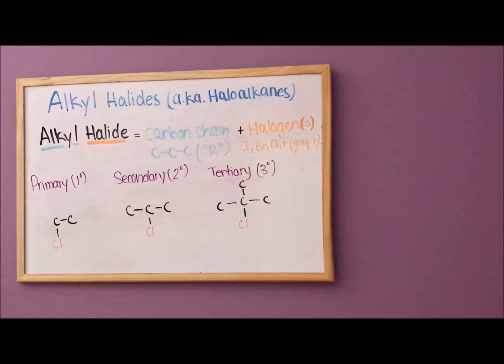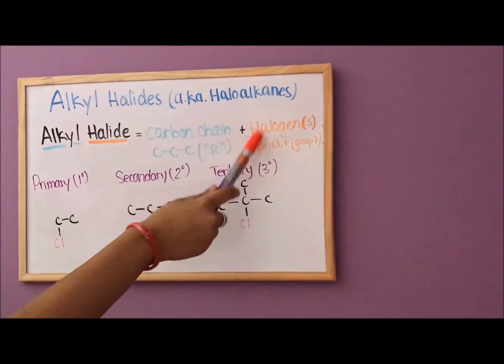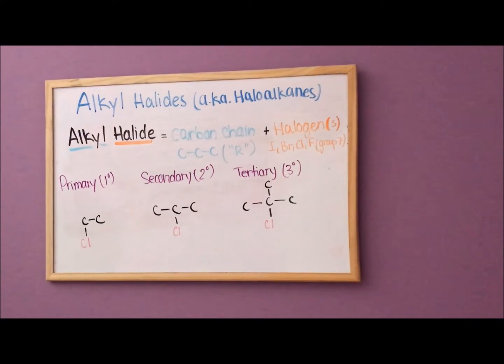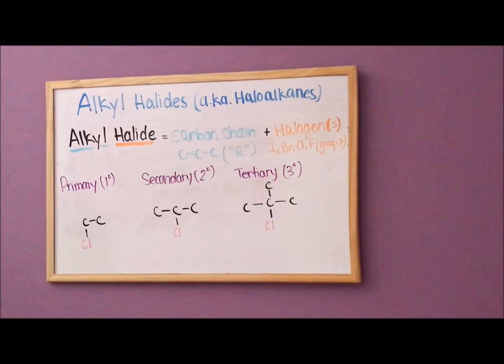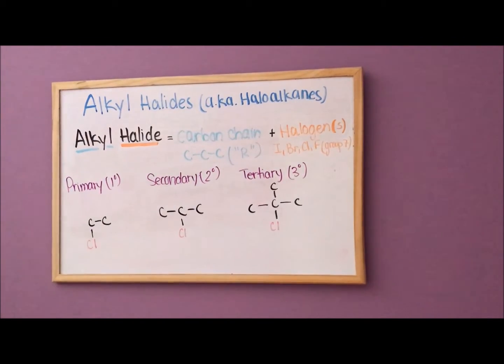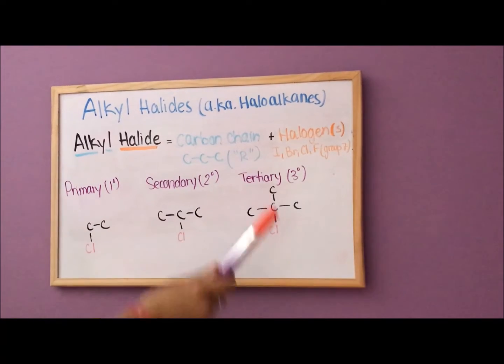So to start off, alkyl halides are made up of a carbon chain and a halogen, or multiple halogens. Halogens are basically contained in group 7 of the periodic table. They include iodine, bromine, chlorine, and fluorine. There are 3 types of alkyl halides: primary, secondary, and tertiary.